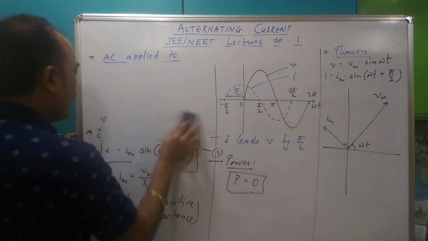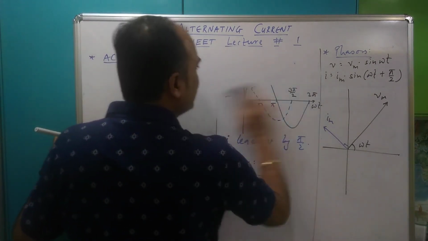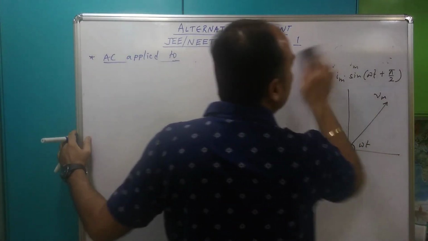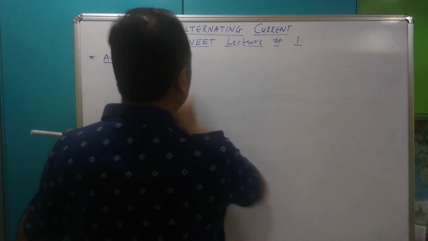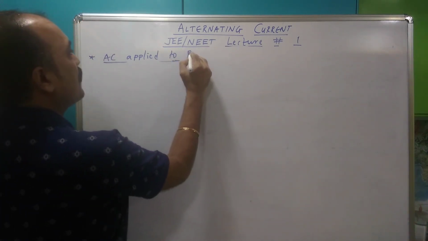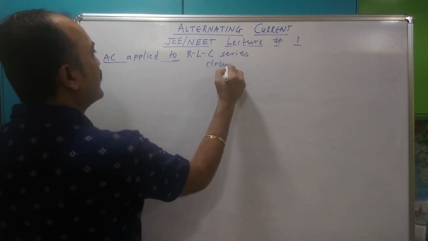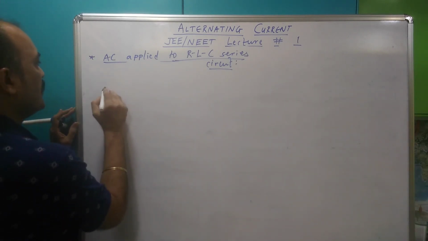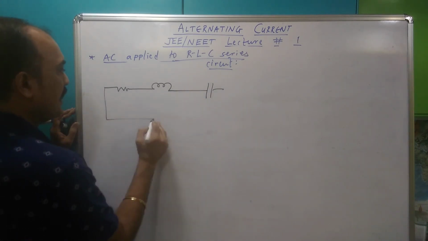You now have R, L and C all in series with each other with the AC voltage, and what we are interested in is what would be the equation for current, what would be the combined opposition, and how would the graph look. So, AC applied to an RLC series circuit. I have all three together: this is R, this is L, this is C. Pretty big diagram.